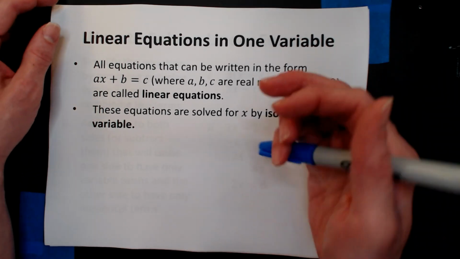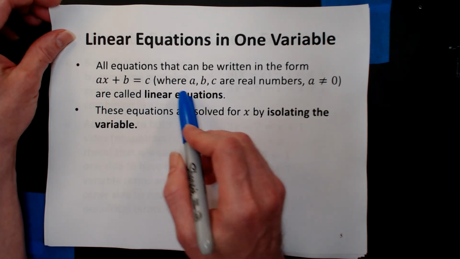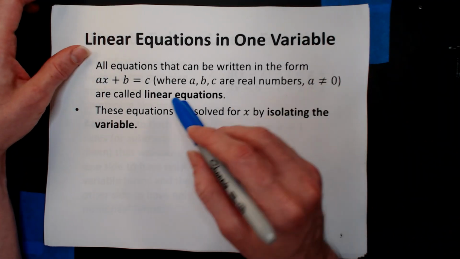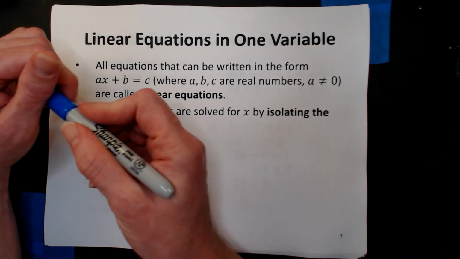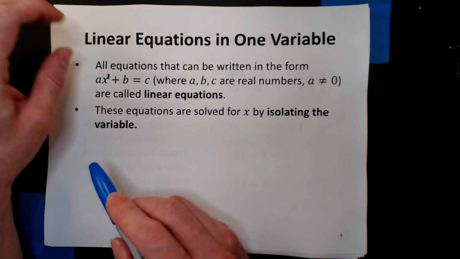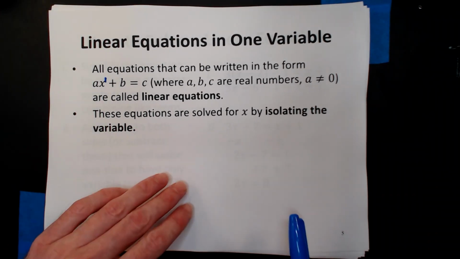Linear equations in one variable. All equations that can be written in the form ax plus b equals c, where a, b, and c are real numbers and a is not equal to 0, because then it would just be b equals c, are called linear equations. Also, we'll later discover that that's because our variable is to the first power. These equations are solved for x by isolating the variable.